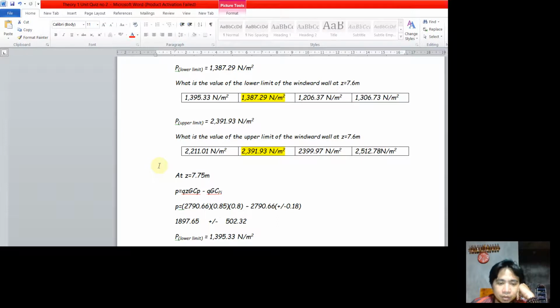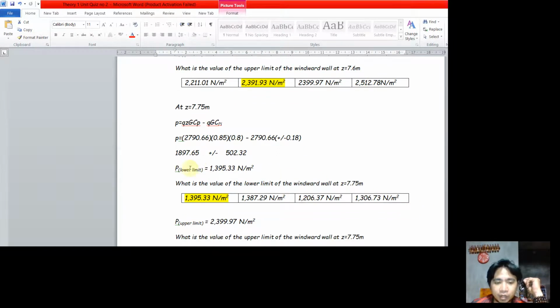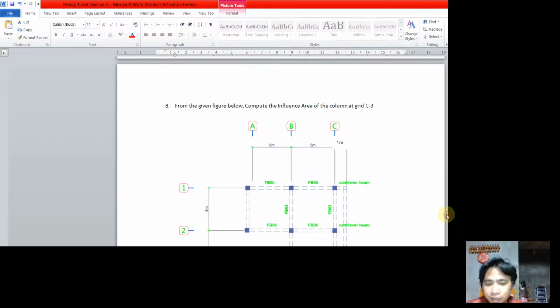And then finally, at Z equal to 7.75 meters, this time we'll use QH. This is also the same. When we have a lower limit, we have to deduct that one. We have 1,395.33 Pascal, and the value for the upper limit of the pressure on the windward wall at the height of 7.75 is 2,399.97 Pascals.